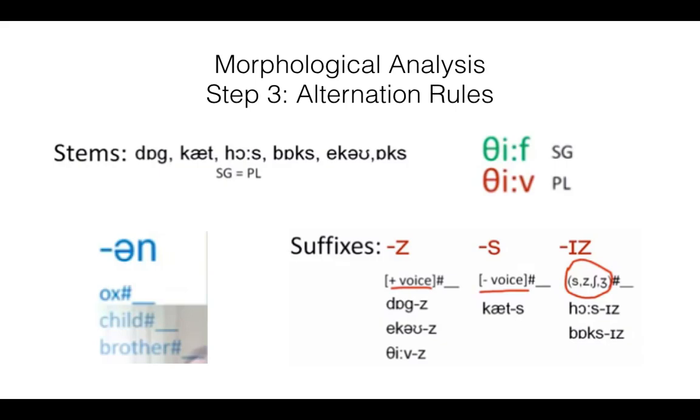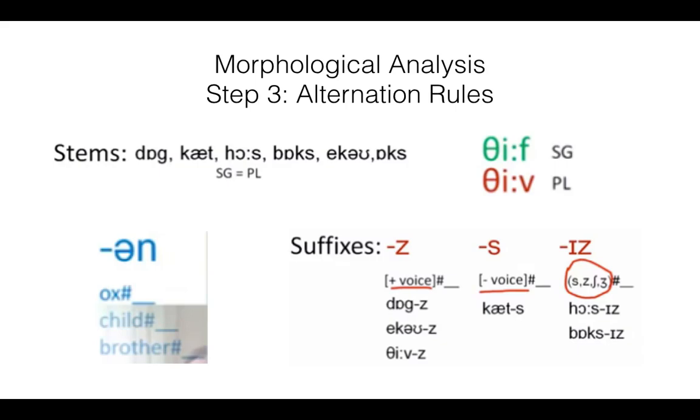And then we have to provide rules, alternation rules, for the suffixes or affixes. So we can find rules or alternations affecting the stems, or we can have rules and alternations affecting the affixes.